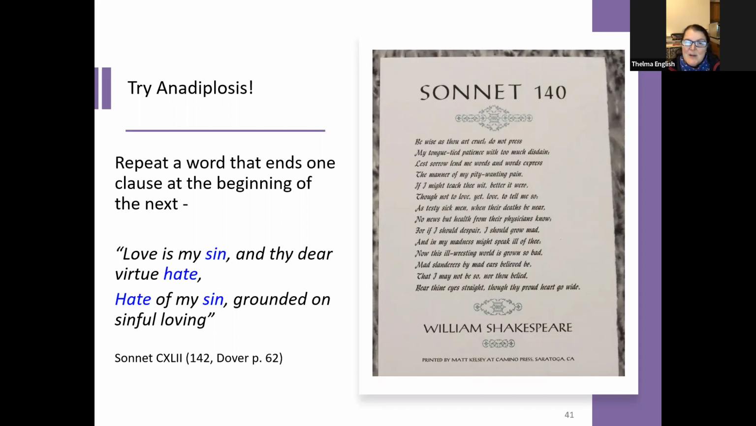You repeat anadiplosis. This is a great word, and it's a great thing to do. If you're creative, please try this. Repeat a word that ends one clause and repeat it at the beginning of the next clause.